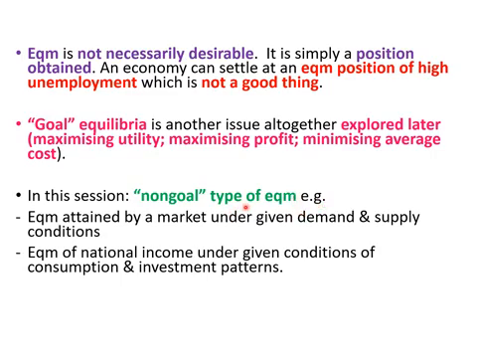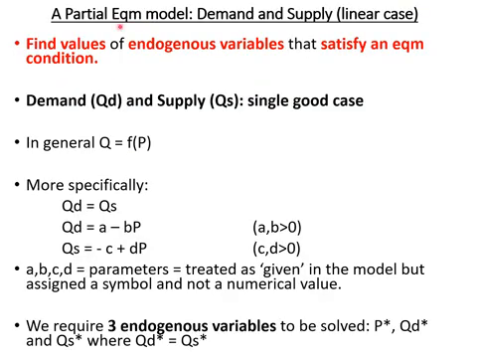So for example, we are going to be looking at equilibrium obtained by a market under given demand and supply conditions, and equilibrium of national income under given conditions of consumption and investment patterns. So now we're going to work through our first example, a partial equilibrium model, demand and supply, linear case. So we're working with linear equations.